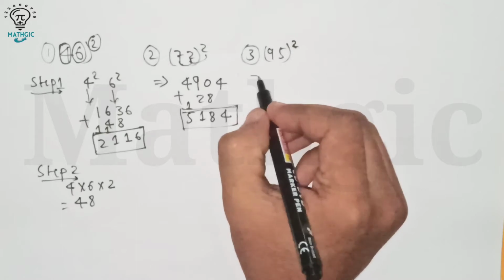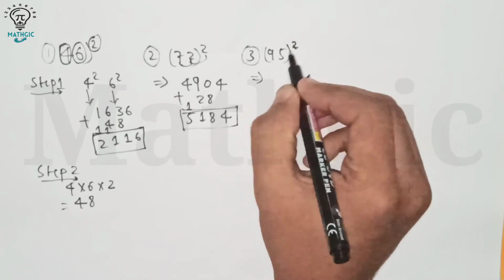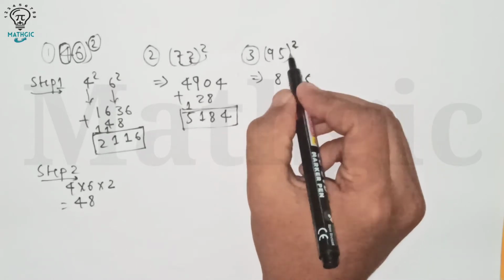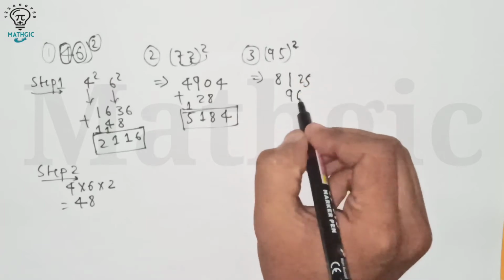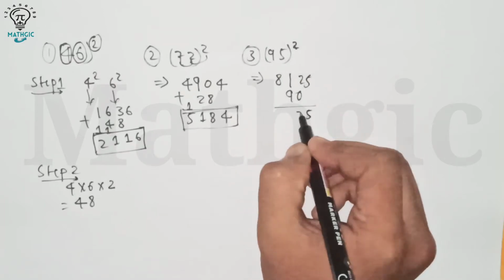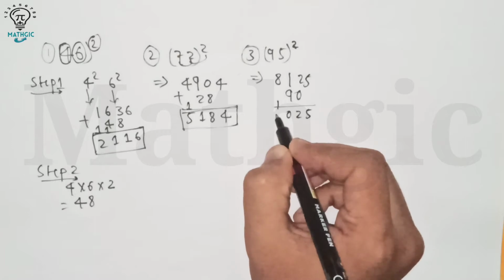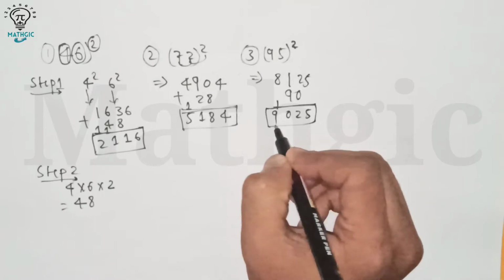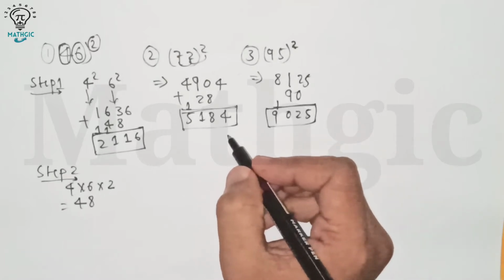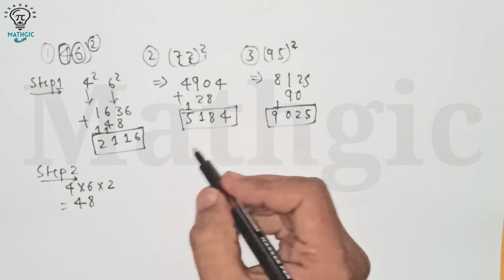Similarly for 95, 5 square is 25, 9 square is 81. Now 5 2s are 10, 10 9s are 90. So add 90 here. So 5, 2, 10, 1 carry and 9. So in only 5 seconds you can find this. If you practice more, you will get it very fast.